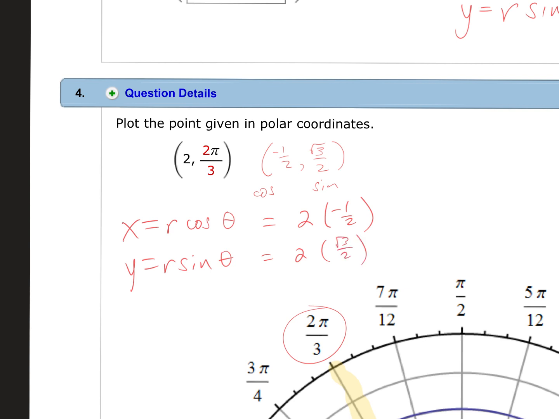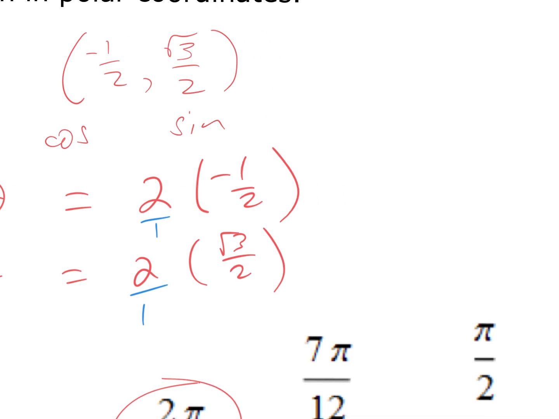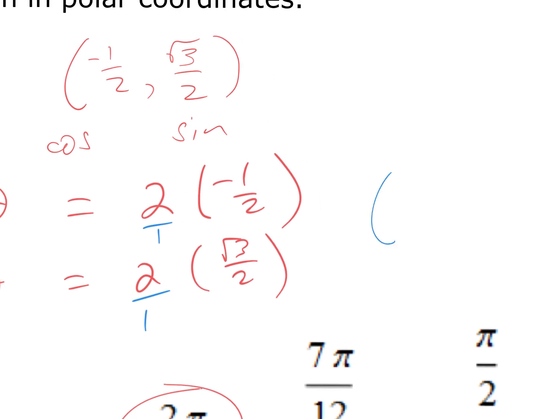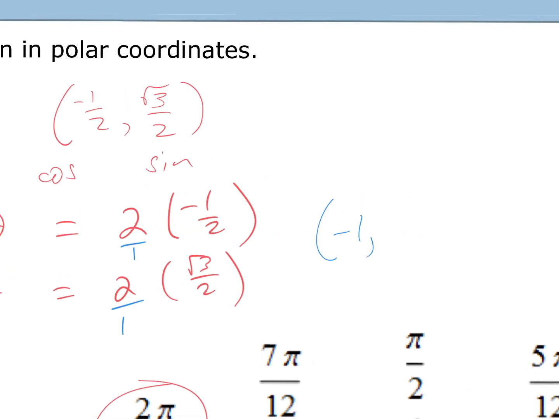All right, now if you guys need to, put a little 1 underneath here so you see that you have a numerator and a denominator. How would we simplify this? What does this become? What's my point? 2 times negative 1 is negative 2 divided by 2 is what? Negative 1, comma, what? Square root of 3.